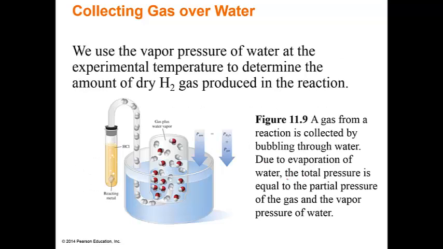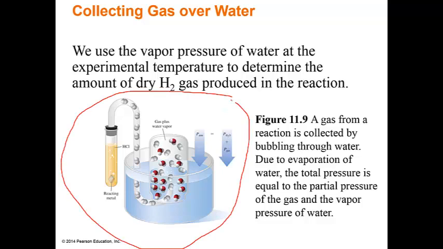All right. So we use the vapor pressure of water at the experimental temperature to determine the amount of dry hydrogen gas produced during the reaction. So we can see this little collection vessel right here, right? And what we see is the reaction of the magnesium with the hydrochloric acid. So the hydrogen and water vapor are going to be contained in this container, all right?